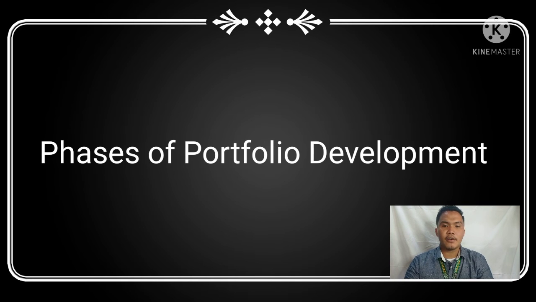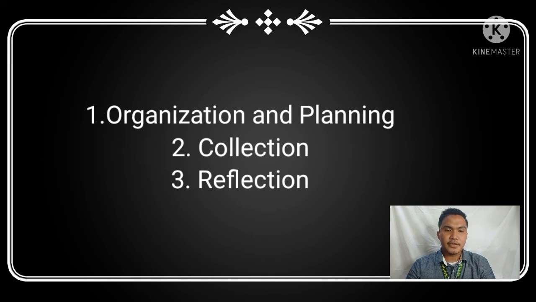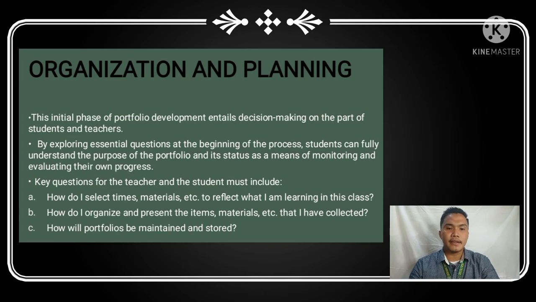Next is phases of portfolio development. First is organization and planning. Second, collection. And last is reflection. So in organization and planning, this initial phase of portfolio development entails decision making on the part of students and teachers. By exploring essential questions at the beginning of the process, students can fully understand the purpose of the portfolio and its status as a means of monitoring and evaluating their own progress.